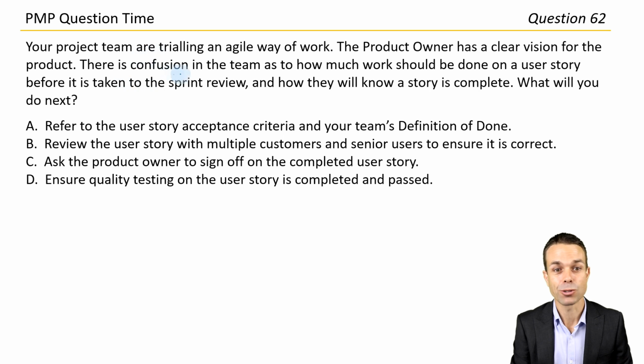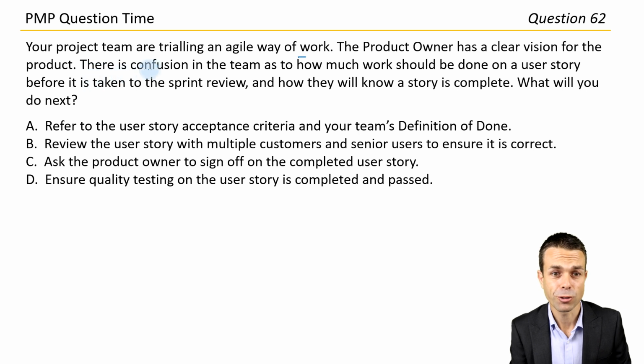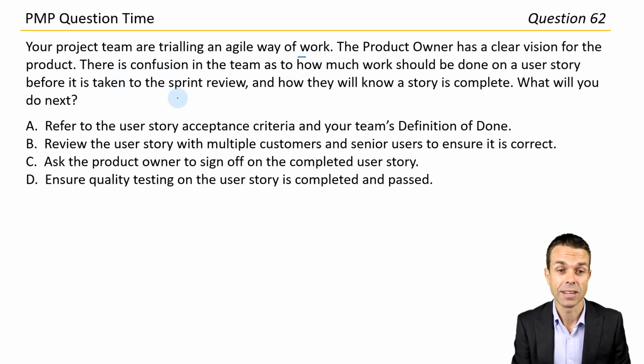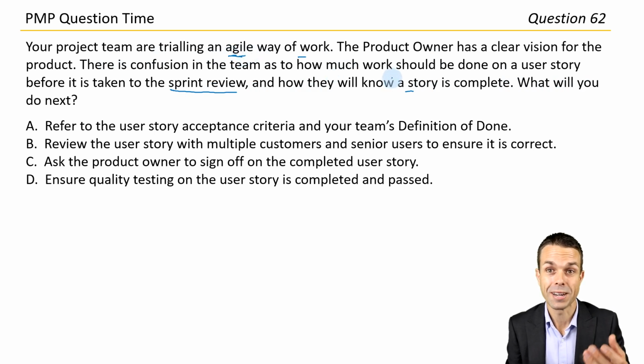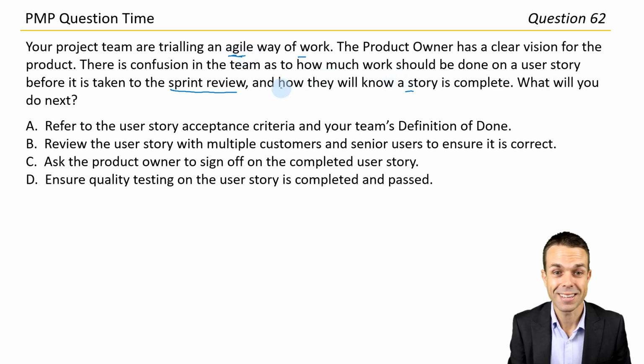Your project team are trialing an Agile way of work. The product owner has a clear vision for the product. There is confusion in the team as to how much work should be done on a user story before it's taken to the sprint review, and how they will know that a story is complete. What will you do next? Okay, trialing an Agile way of work, not sure how we know when it is done. This sounds to me like the definition of done.